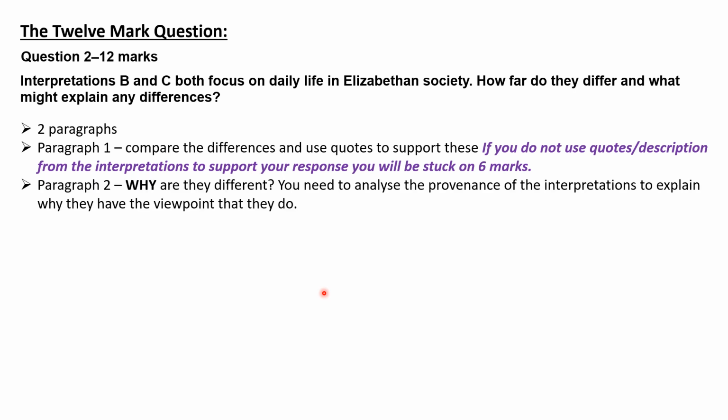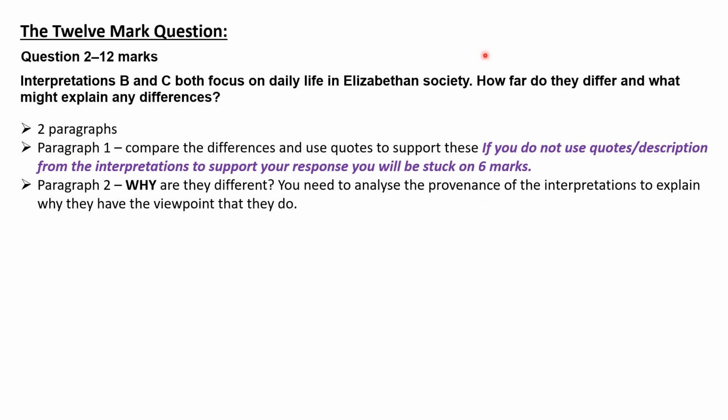In paragraph 2, this is where you are going to say why are these interpretations different, and this is where you need to analyse the provenance of the interpretations to explain why they have the viewpoint that they do. So it's worth again reminding us here that your provenance is your what, your where, your when, your who, and then you work out the why of the interpretation.